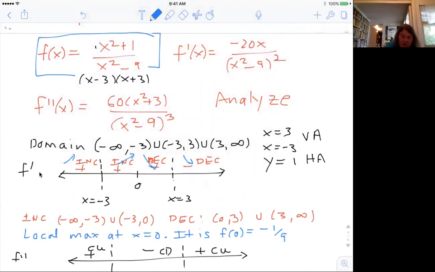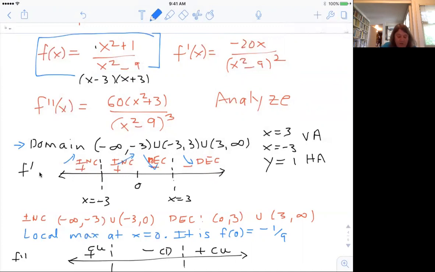First thing I want to do is find the domain. If you factor the denominator, you'll see that the denominator cannot be 3 and cannot be minus 3 because that would make it 0. So my domain here bumps out 3 and minus 3. It goes from minus infinity to minus 3, union minus 3 to 3, union 3 to infinity. And the parentheses bump out the minus 3 here and the 3.